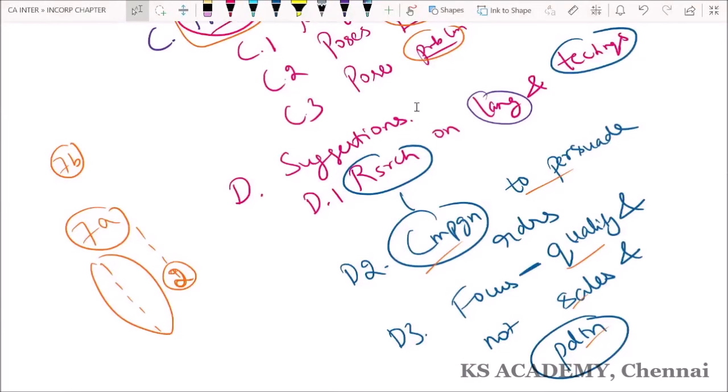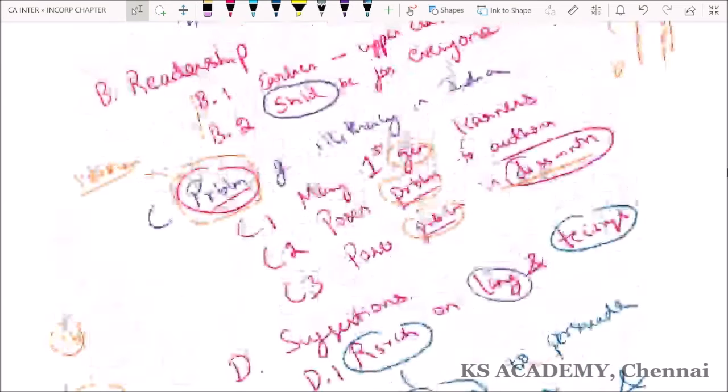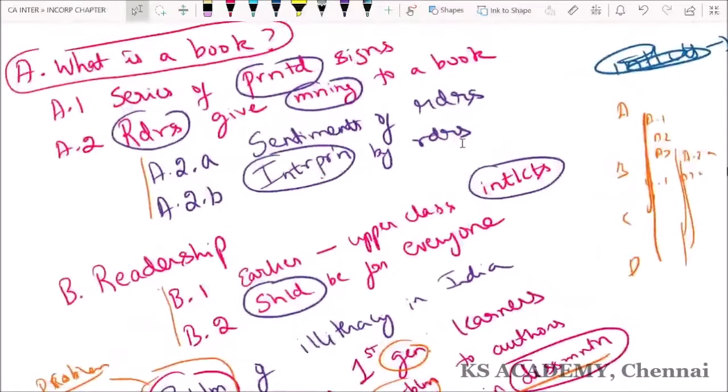The suggestions are what they are saying, that we should make research on language and techniques before we do something, and we should persuade readers to read more and more books, and focus should generally be on quality and not just sale and production. Focus should be purely on quality of writing the book and not on sale and production of the book, is what they say. So write it down, I will give you time. So this is regarding the book.